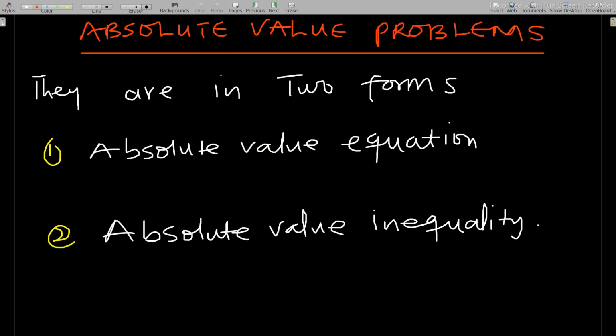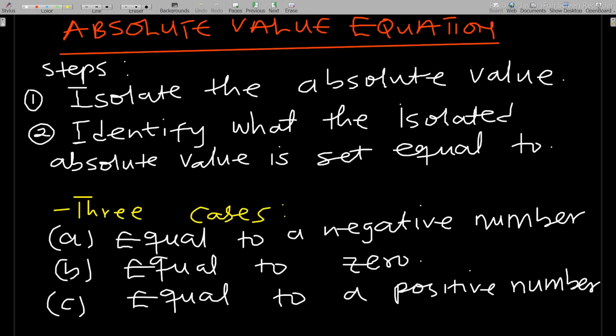Now, absolute value problems. We have two forms of absolute value problems: either the absolute value equation problem or the absolute value inequality problem. The way of solving each is different. In this main video, we'll talk about absolute value equation problems. Then in a subsequent discussion, we'll talk about absolute value inequality problems.